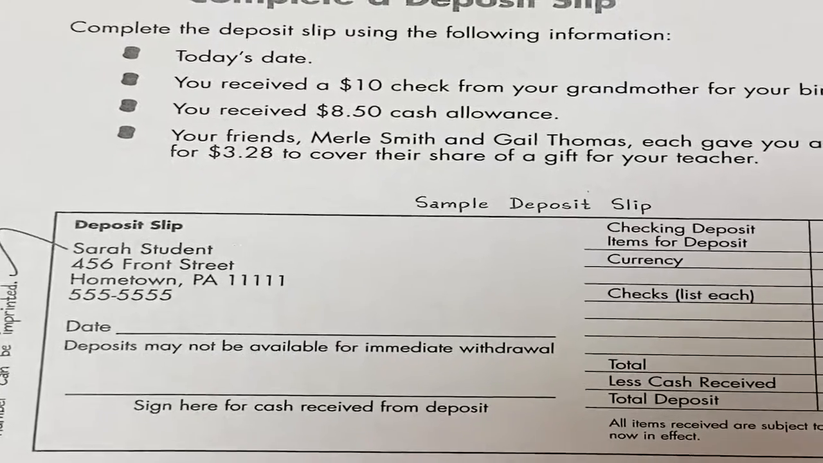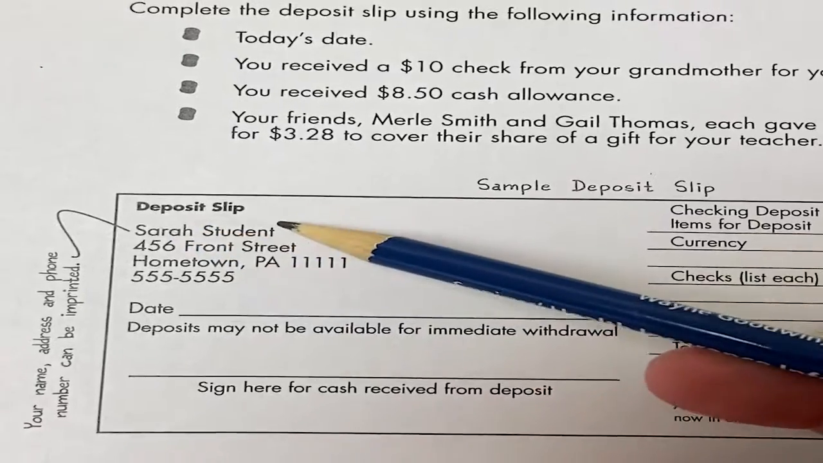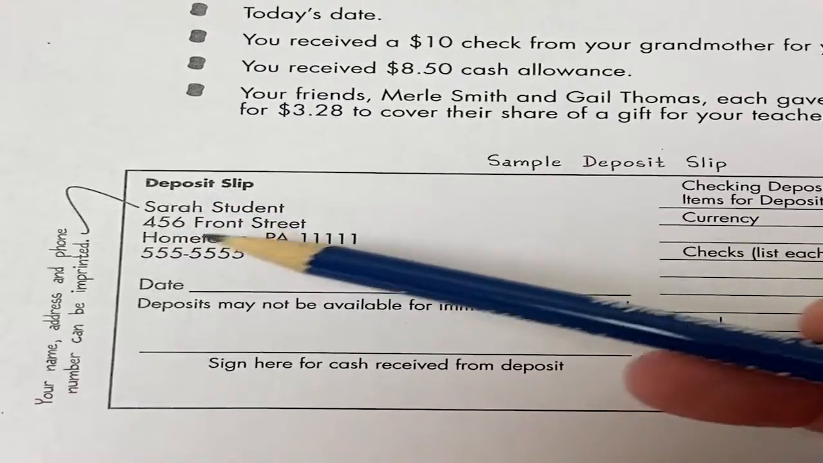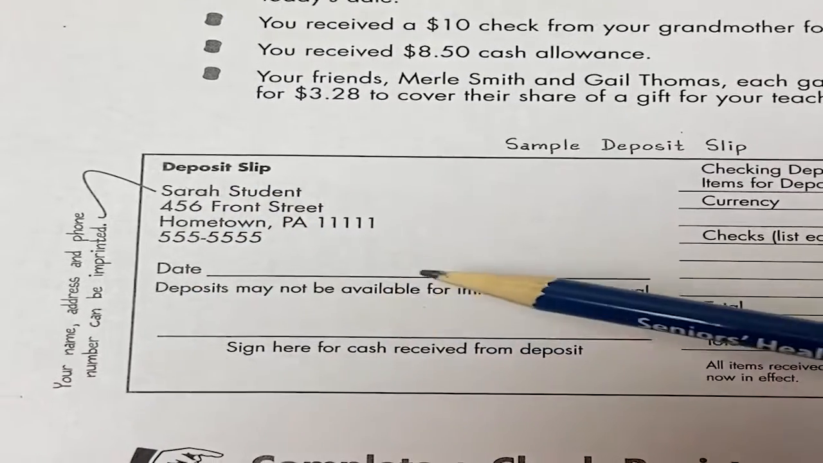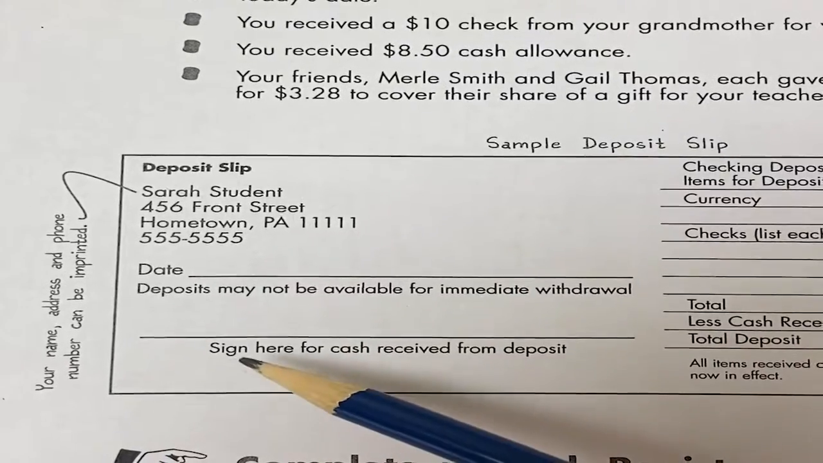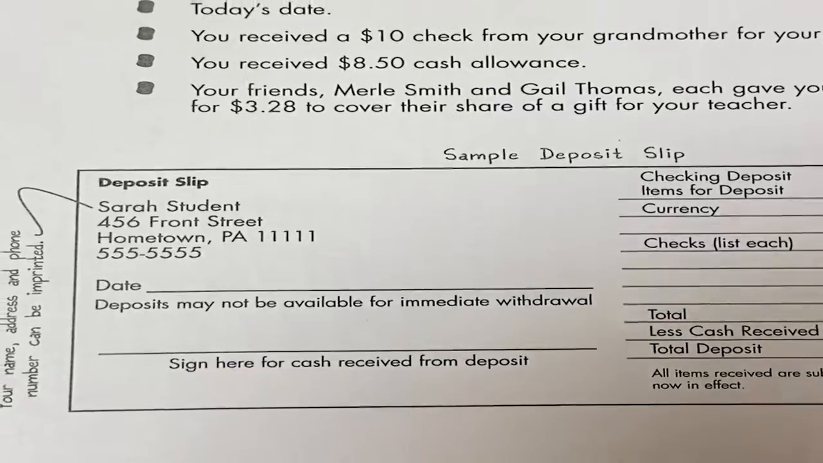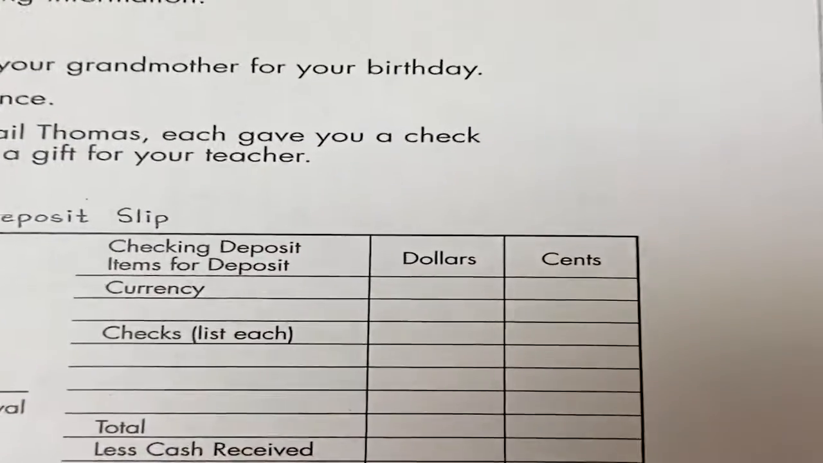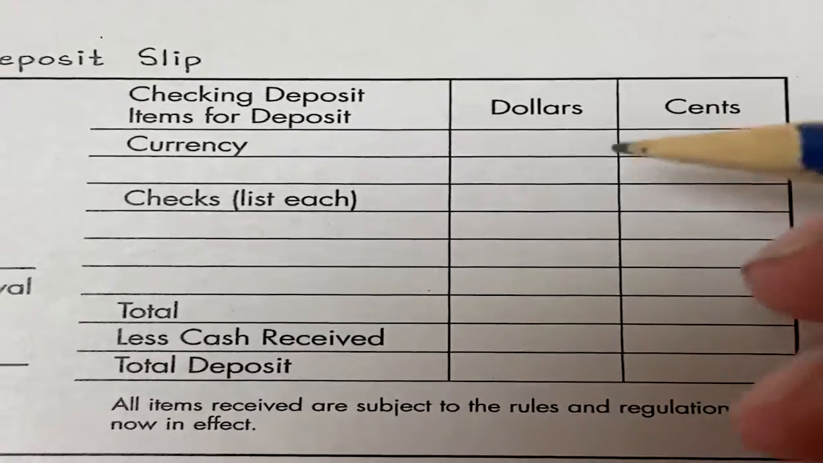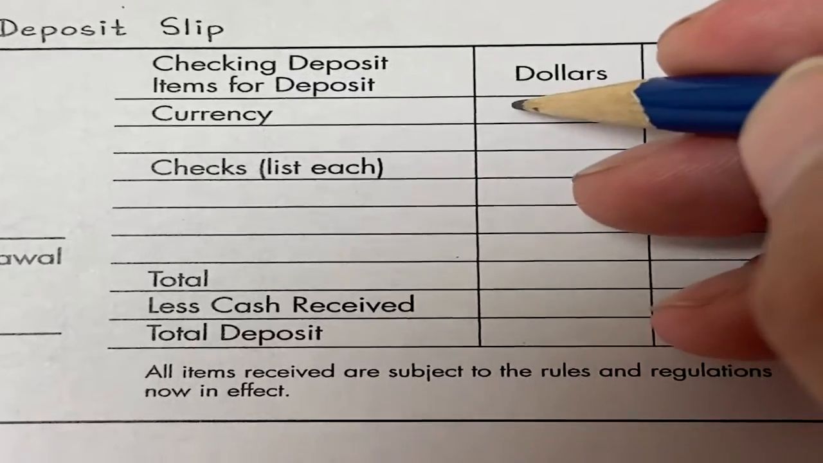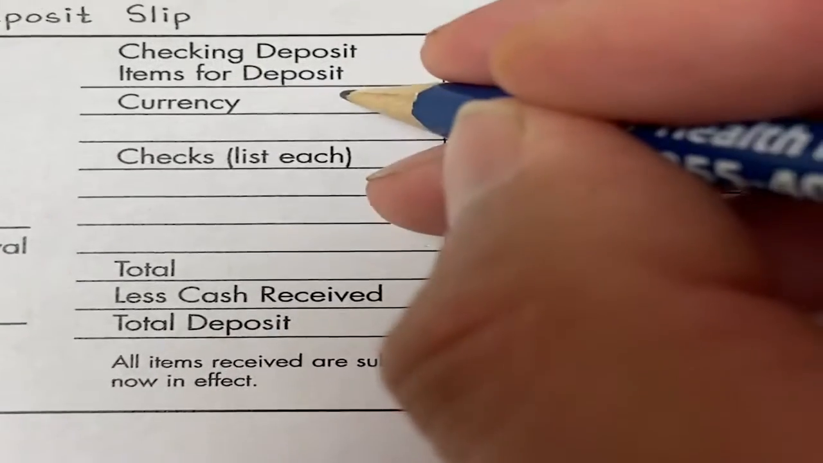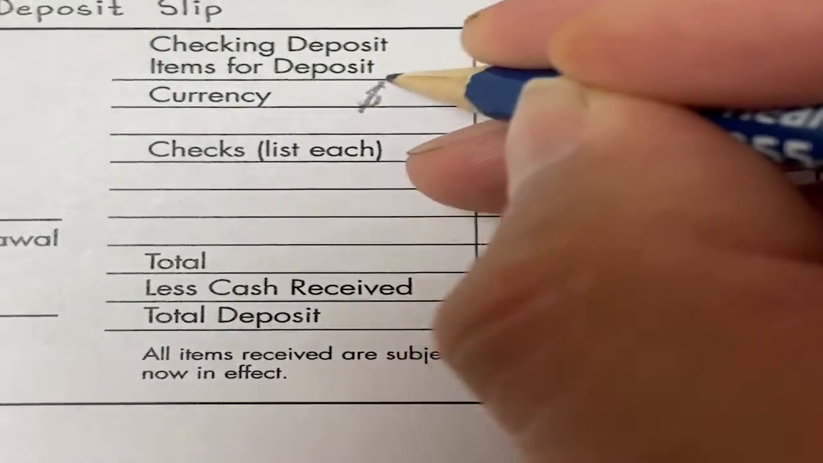Now on this deposit slip, starting from the upper left-hand corner, you'll know that you have your name. There is the date, and then the place where you will sign here if you're going to receive cash from the deposit. Sometimes you have the ability to deposit just a check or just cash, or you can deposit some money and take some money out at the same time. And we're going to go into that right now.